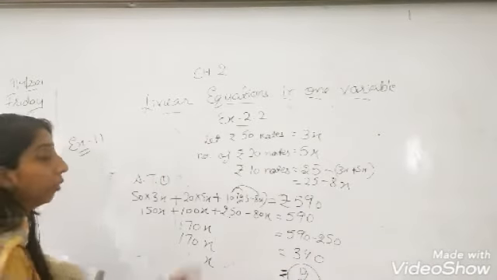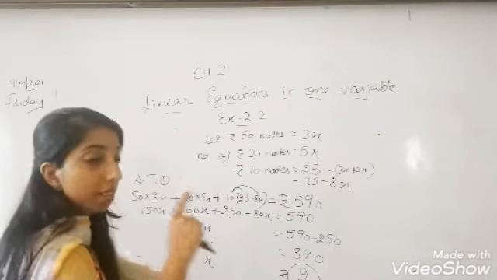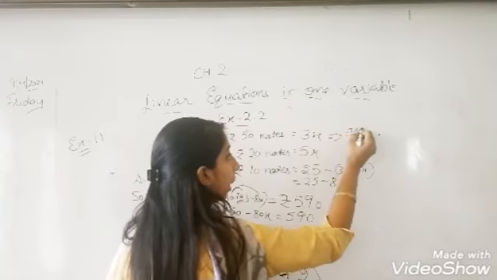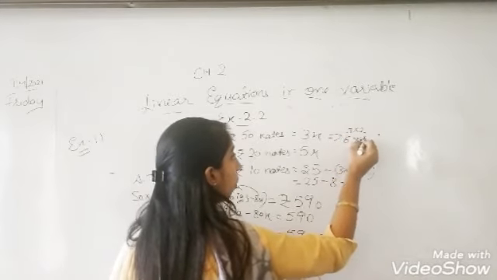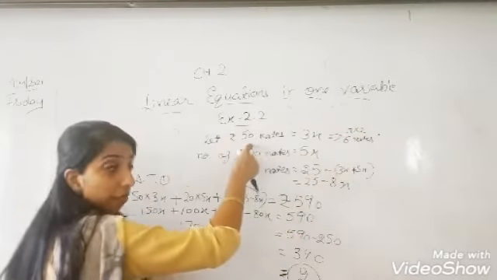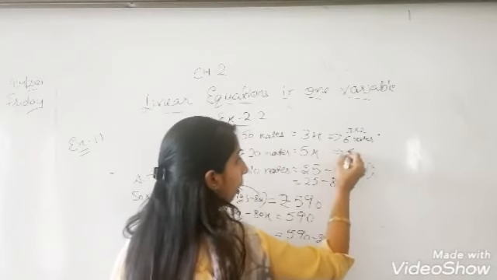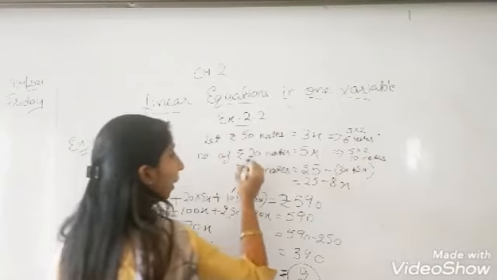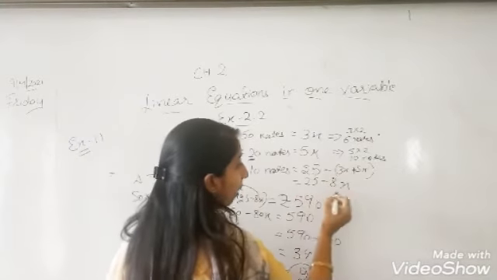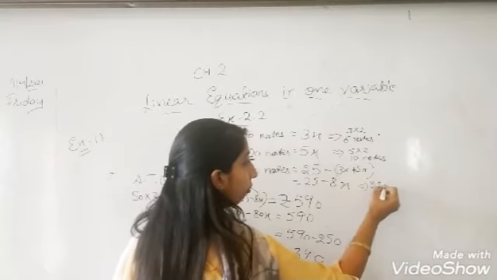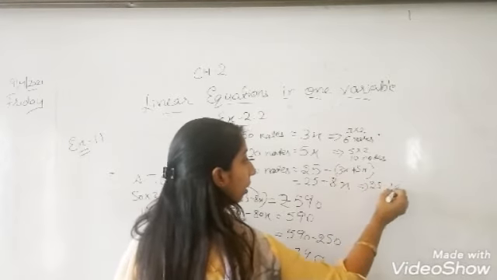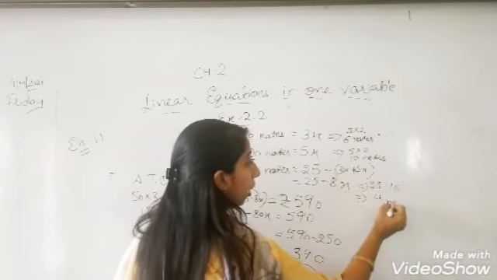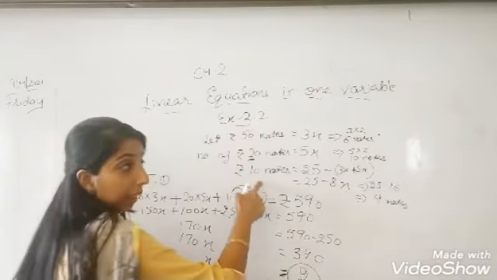But this is not the answer. We have to calculate the number of notes. See how I am calculating. I am going to put in this 3 into 2. It means 6 notes I am having of rupees 50. 5 into 2, 10 notes I am having of rupees 20. And this 25 minus 8 into 2, 16. So totally, what is the answer? 9. So 9 notes I am having of rupees 10.